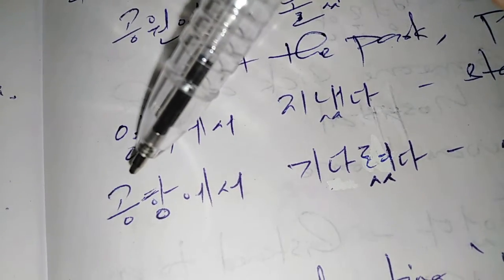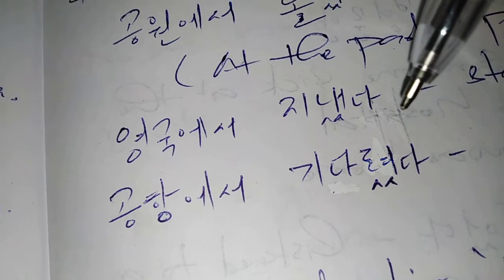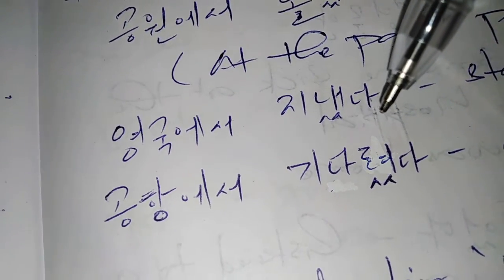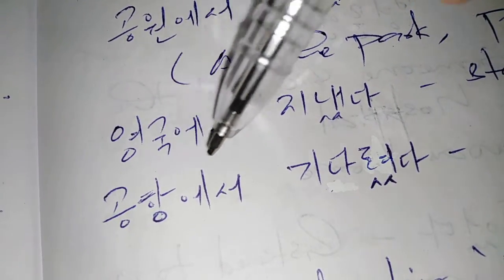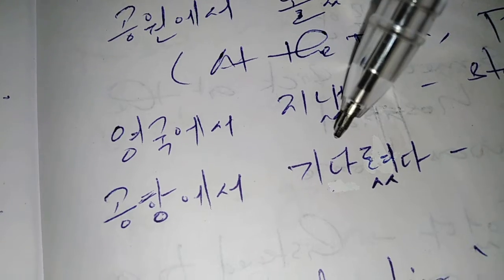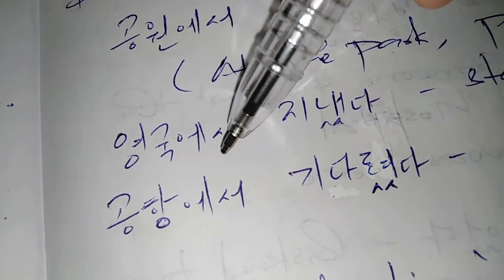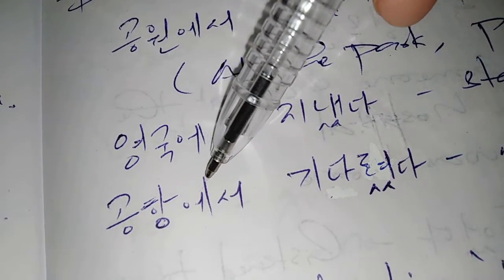The next one is 공항에서 기다렸다. Once again, 기다렸다 means waited. So when you're waiting for someone, it takes some time. And 공항 means airport. So you're saying that you waited at the airport. So you waited at the airport for some time, and to indicate that, 에서 would be used.